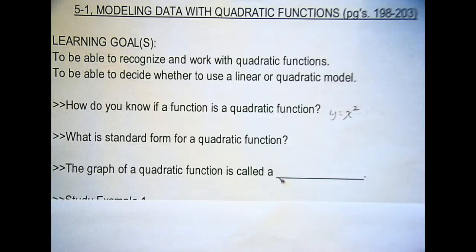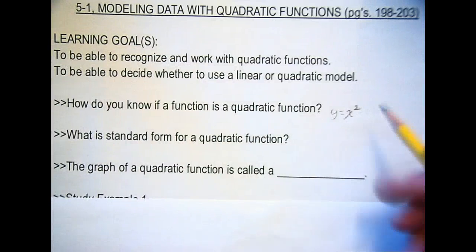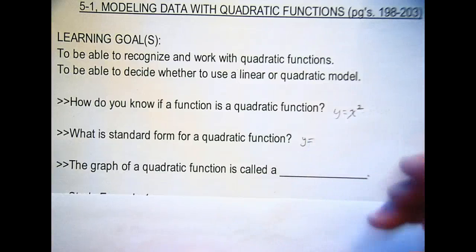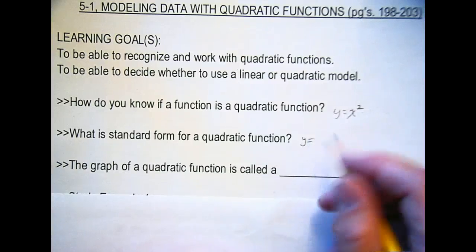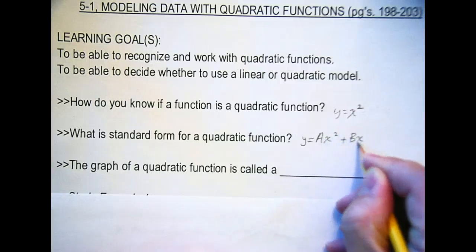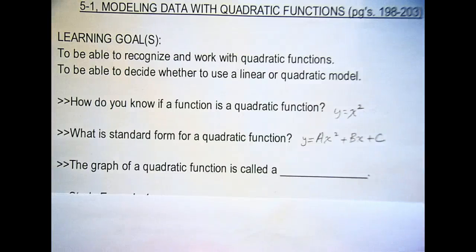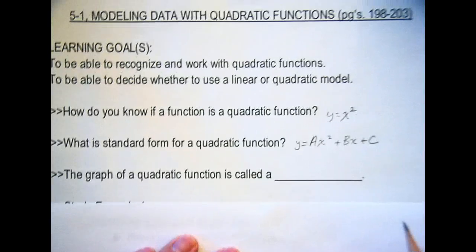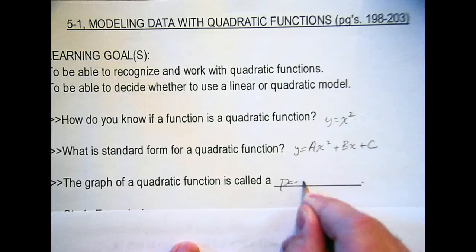Okay? Your lowest degree could be x, you could have an x to the first. So we'll see that in standard form here. Standard form is y equals ax squared plus bx plus c. Equals y, which we actually plug 0 in for. Graph of a quadratic is called a? Parabola.